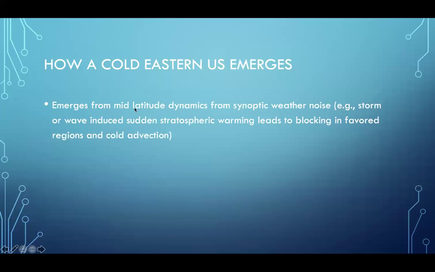Cold in the middle latitudes can also evolve from mid-latitude dynamics, synoptic weather noise, independent of any kind of mid-latitude or tropical forcing or low-frequency forcing. For example, a storm event can lead to Rossby wave propagation vertically into the stratosphere and displace the polar vortex, and then favor front formation where the vortex aligns with the Arctic to mid-latitude temperature transition, and you get baroclinic instability that winds up and enhances the equatorward flow of cold air.